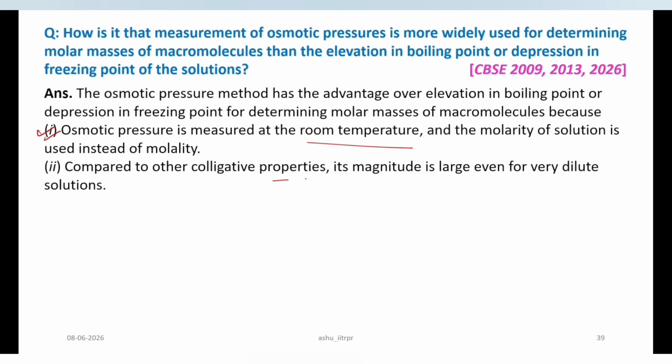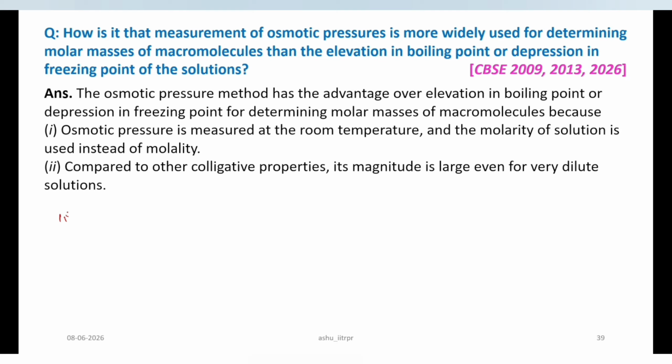Second advantage, compared to other colligative properties, its magnitude is large even for a very dilute solution, because if you solve the questions of elevation in boiling point or depression in freezing point, the temperature change is somewhere around 0.3 degree, 1 degree, 2 degree. But for osmotic pressure, the magnitude of the colligative property is large even for a very dilute solution.